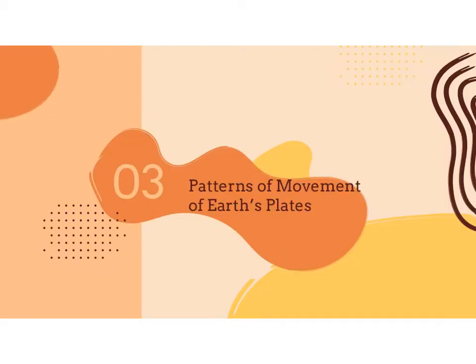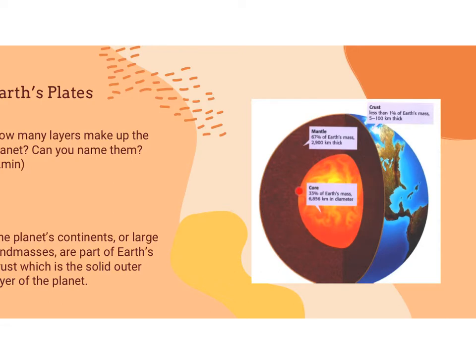Geographers often study how landforms are made. One explanation for how landforms have been shaped involves the forces below the Earth's surface, and this is what we're going to study in the patterns of movement of the Earth's plates. So let's observe this figure and identify the different layers that make up the Earth's surface. Can you name them please on your copybook too?